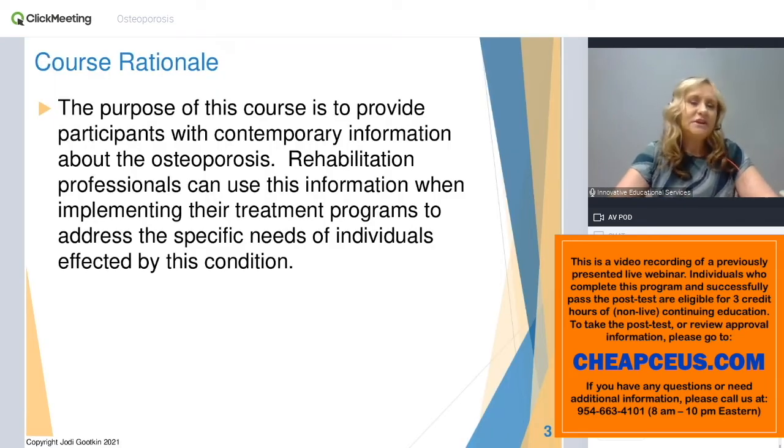All the information that we cover in the course is based on the current research on this topic. We'll look at treatment considerations as well as advances in research and management related to diagnosis, pharmacologic management, and our rehabilitation.